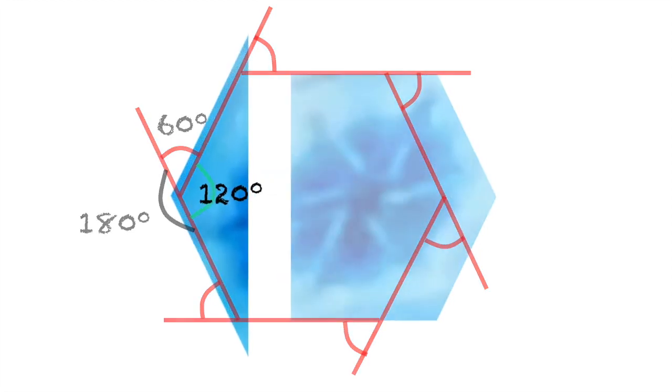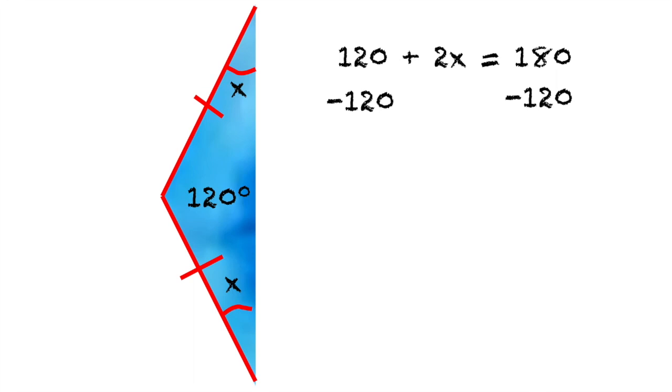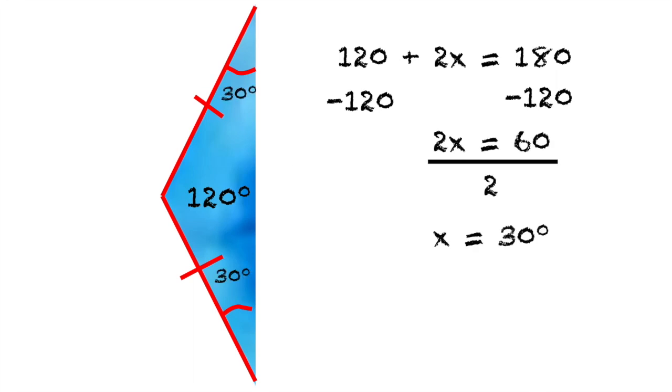Going back to our triangle, we can now solve for the other two angles. This is an isosceles triangle, so these two angles are equal. This means that 120 plus 2x equals 180, solve for x and this angle is 30 degrees.